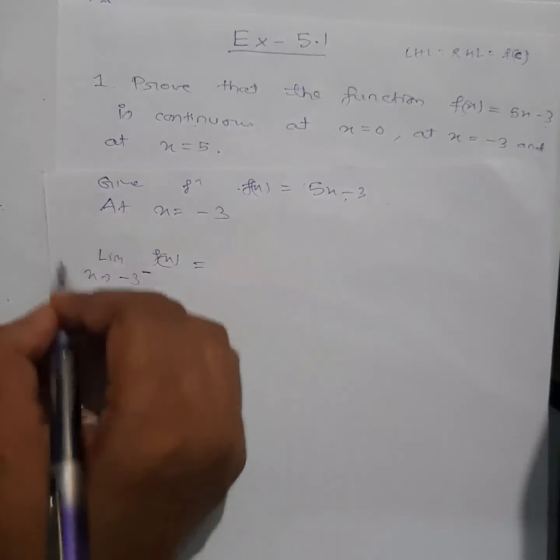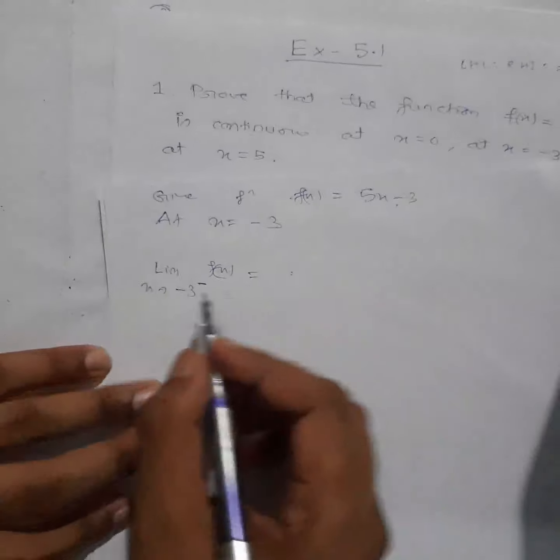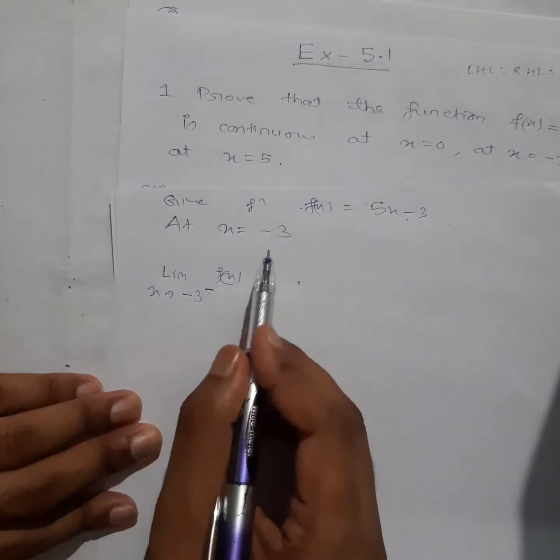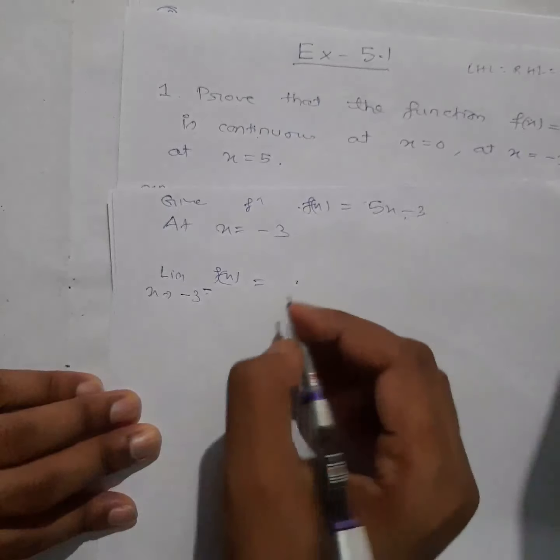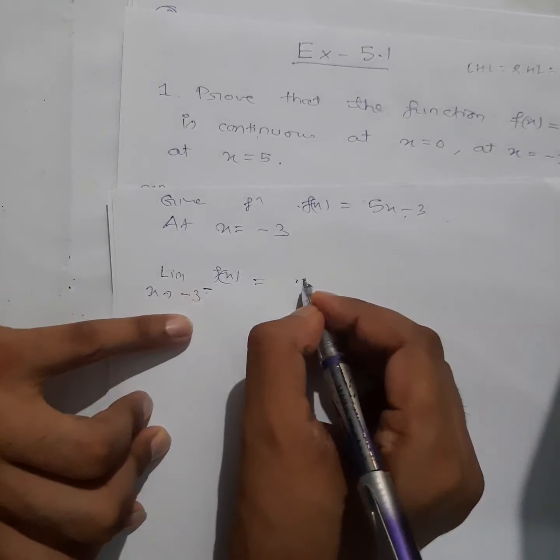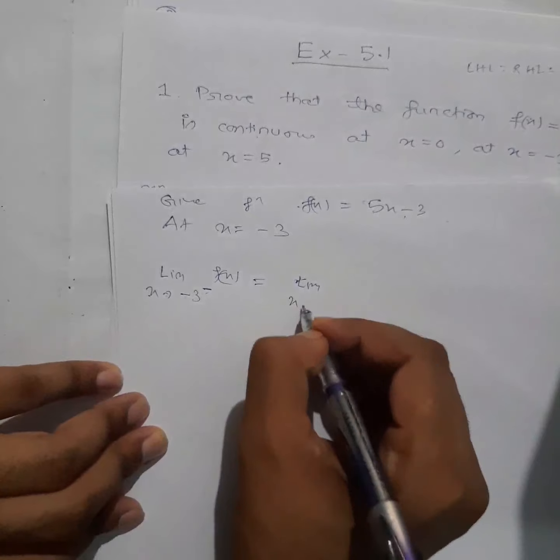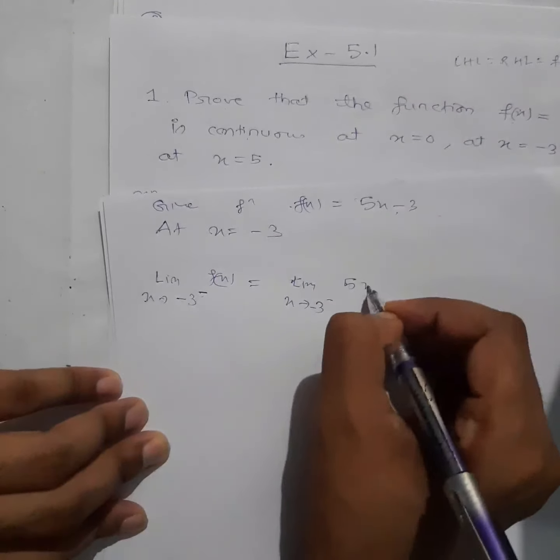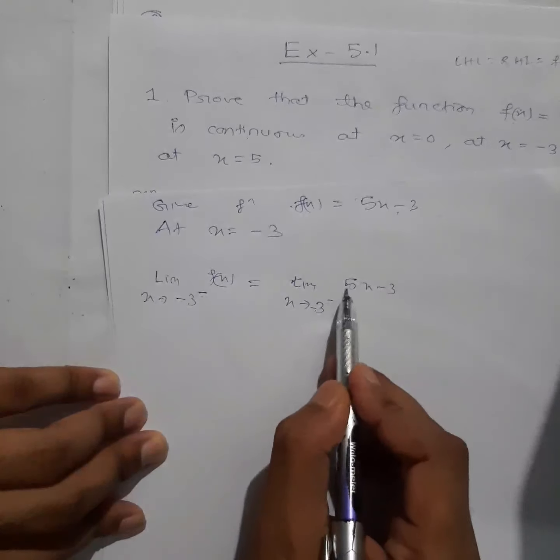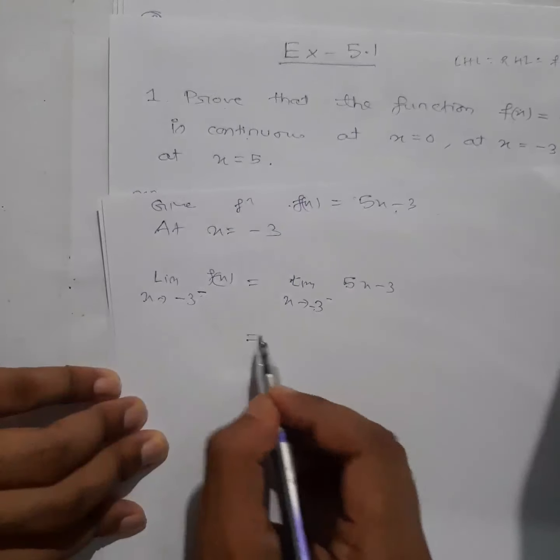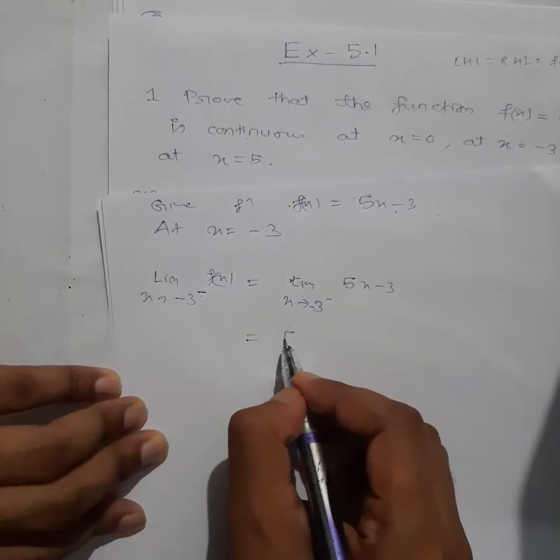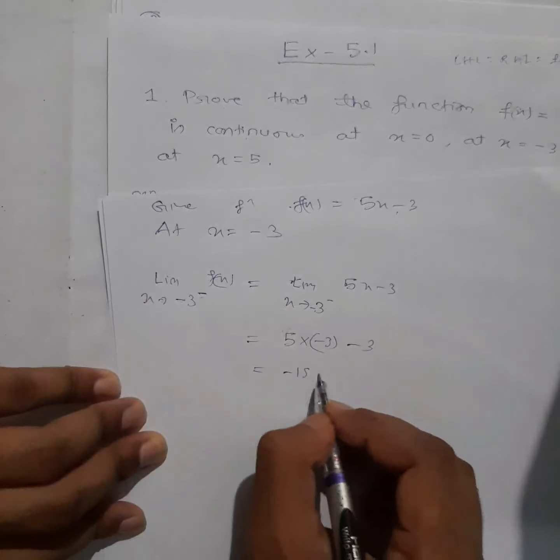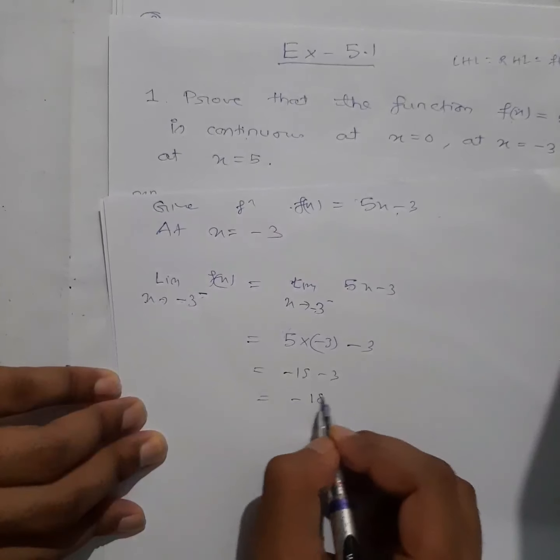What will be the value of this one? The left hand limit will be how much? As x tends to minus 3, what f(x) tends to, I have to find out. Limit x tends to minus 3, f(x) is 5x minus 3. Again, if I put minus 3 here, you get a determinate value. So directly I can put minus 3 here, so you will get minus 15 minus 3, that is minus 18.